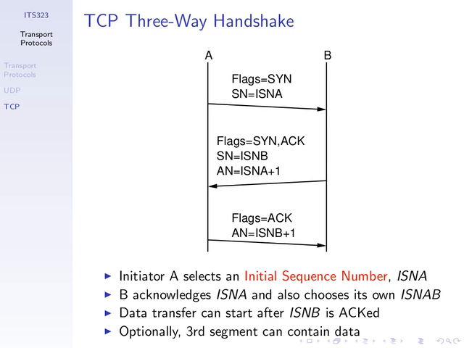So include some data in this segment and set the sequence number to be the appropriate value. So we can optionally include data in the last segment. We don't have to, but it saves the number of segments we send if we can.